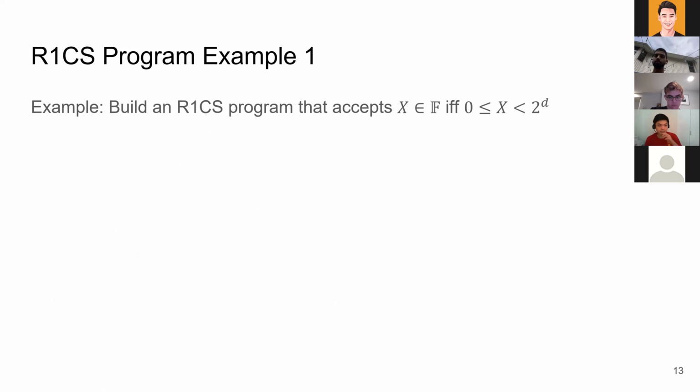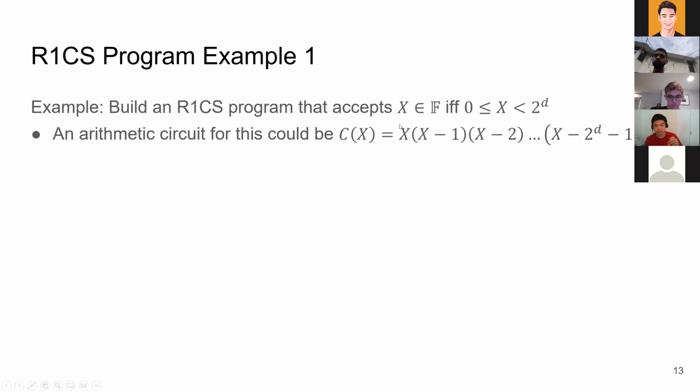That means that if we were to build an arithmetic circuit, we would also want the arithmetic circuit to return 0 if X is in this range. And so we saw that if you wanted to build an arithmetic circuit for it, you could build it this way, where you basically have a bunch of factors. Each factor is X minus some integer between 0 and 2 to the D. That way, if X equals any of these, then this entire expression will evaluate to 0. And if X is not within this range, then this entire expression will not equal 0.